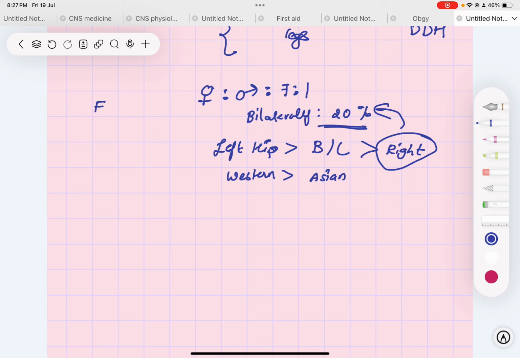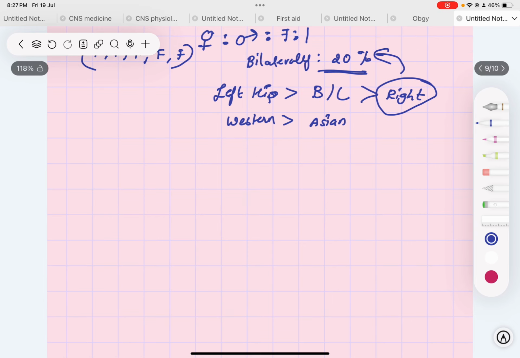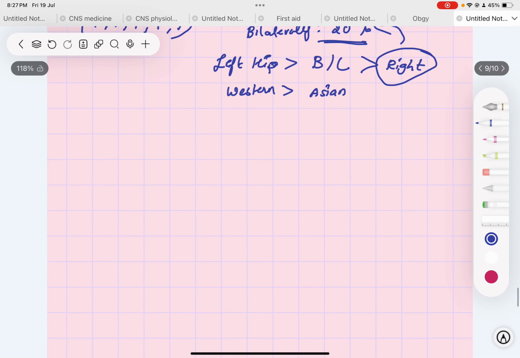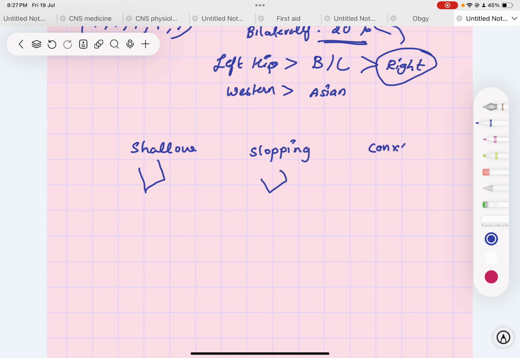So there are 5 F: female child, firstborn female of the family, family history, fair complexion, that is Western, and faulty uterine position. So this is the 5 F, and there are mainly 3 types: the acetabulum can be shallow, or it can be sloping like this, or it can be convex, like this.